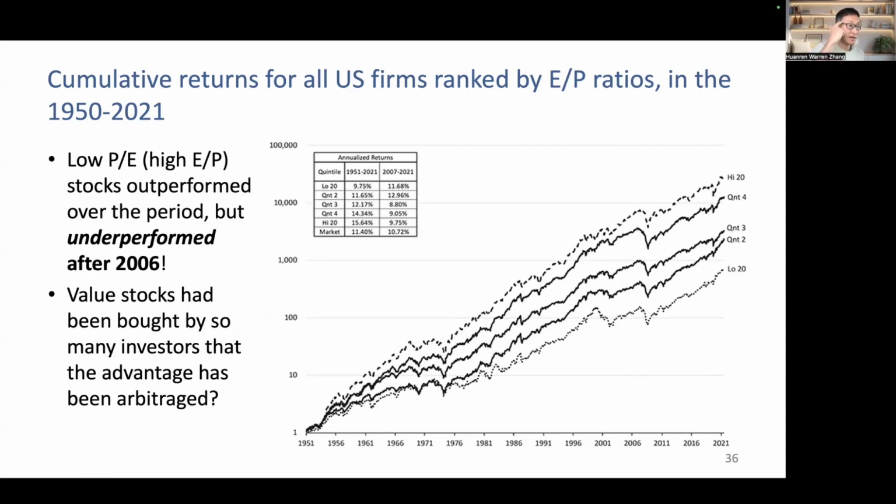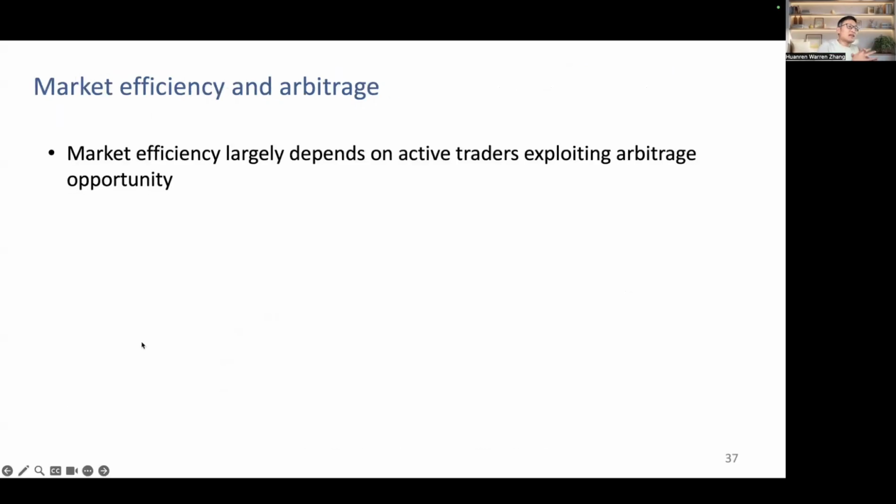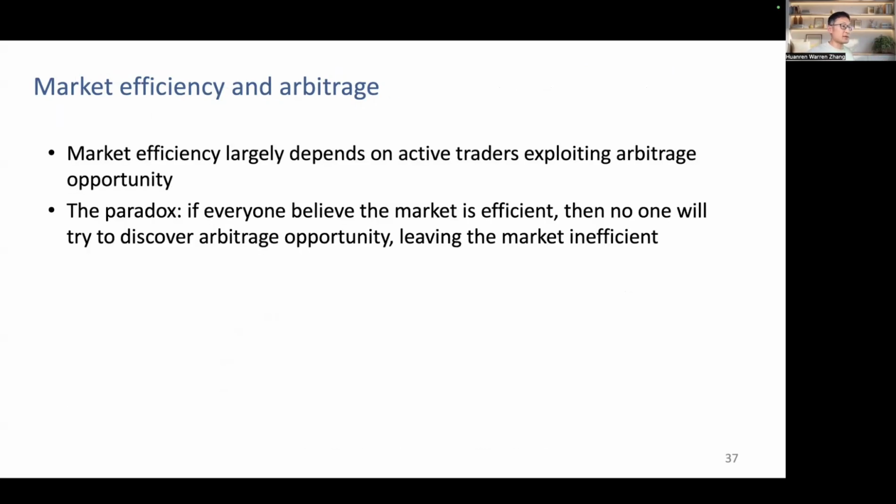Again, thinking about the relationship between market efficiency and arbitrage. When a rule proves to be effective, more people would use that rule. And that very act of using this trading rule would make this trading rule ineffective. So market efficiency largely depends on active traders exploiting arbitrage opportunities. And that poses the paradox.